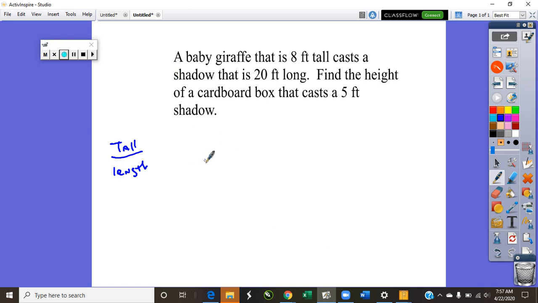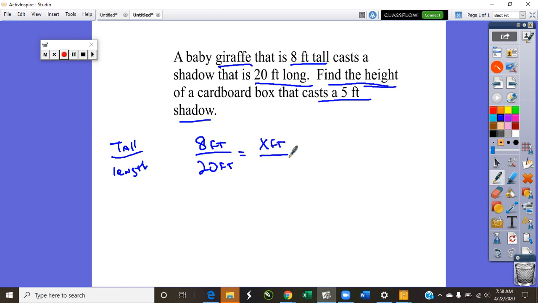All right. So we're talking about a giraffe that is 8 feet tall and has a shadow that is 20 feet long. So for the height, we're going to put 8 feet over 20 feet, because again we're talking about height over length. Now, equals, we're going to find the height of a cardboard box that casts a shadow that is 5 feet. Does that shadow represent the tallness? No, that's the length, because this says find the height, which is the same as the tall. So our variable goes up here, and that 5 goes on the bottom because that's how long the shadow is.